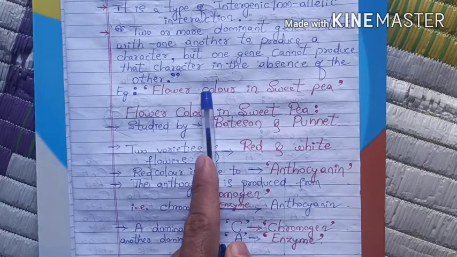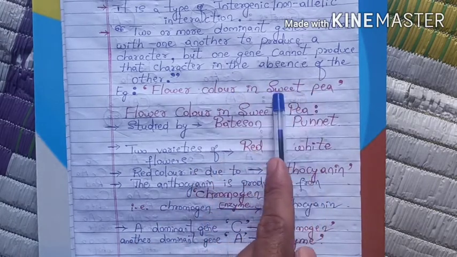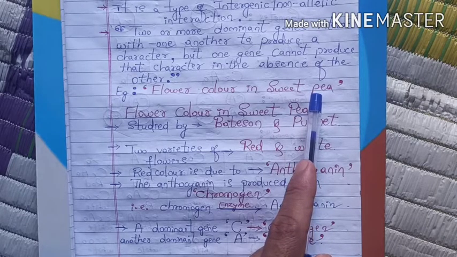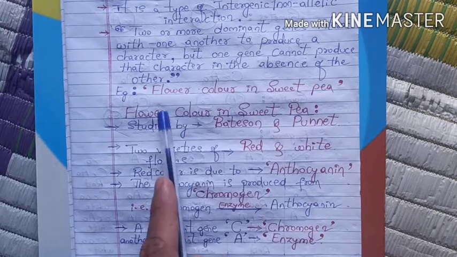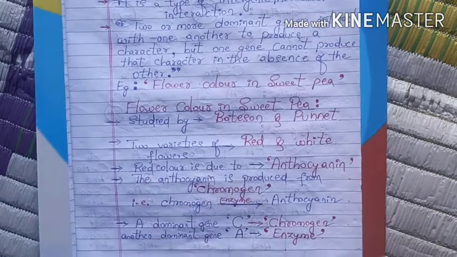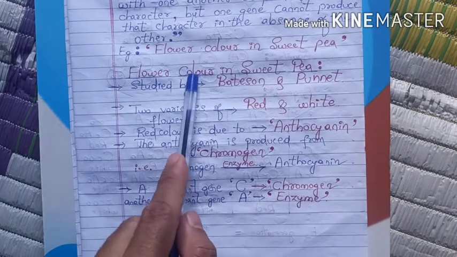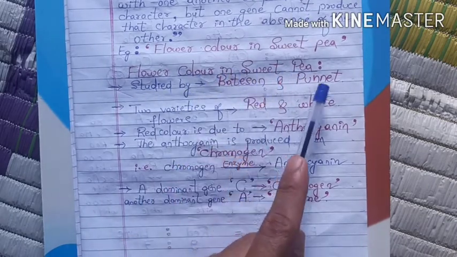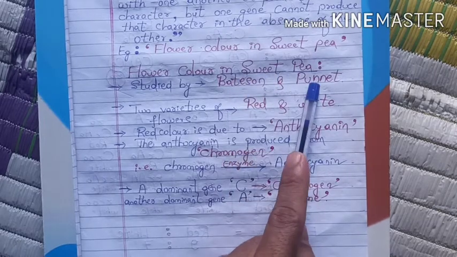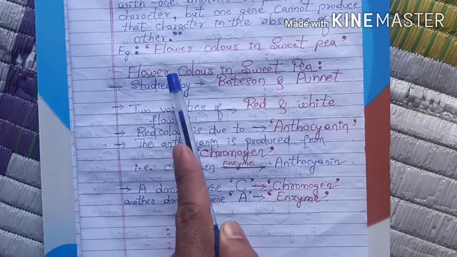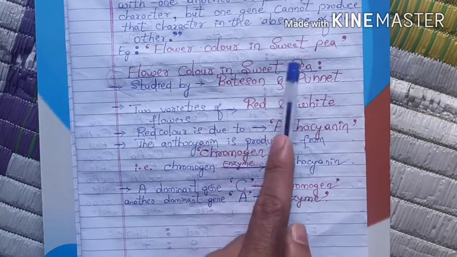So flower color is the character, the name of the plant is sweet pea, and the scientific name is Lathyrus odoratus. Now let us study how this inheritance takes place. See, the flower color in sweet pea was studied by two scientists, again Bateson and Punnett. Bateson and Punnett studied the inheritance of flower color in sweet pea.